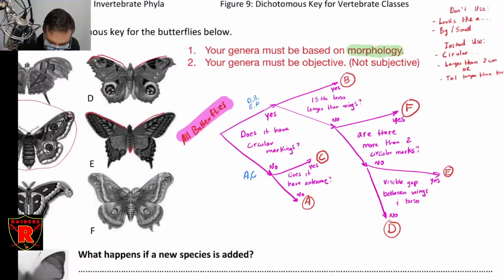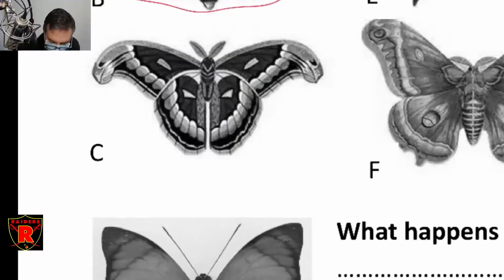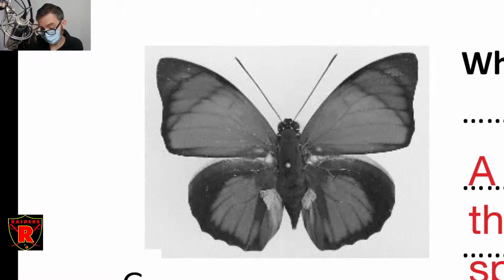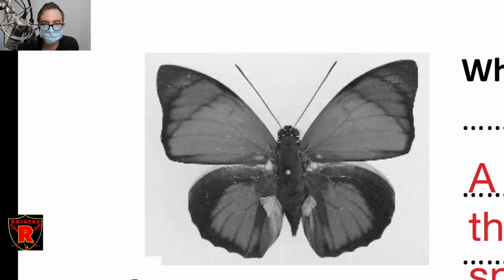So then I'm going to propose an alternative question here. What happens if we add in a new guy? So you're out in the field and you pick up species, what did I call this? G. What do I do with G guy?